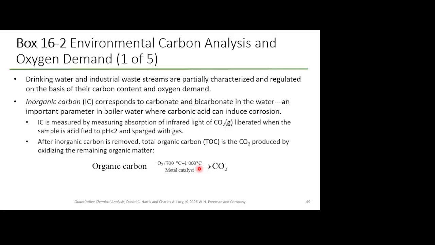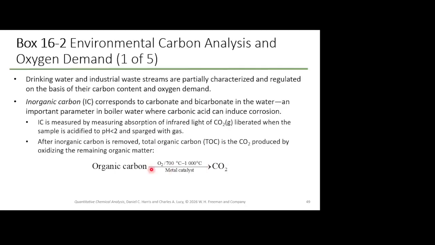IC is being measured by measuring the absorption of infrared light of CO2 that's liberated when the sample is acidified to a pH that's less than 2 and sparged with gas. After inorganic carbon is removed, the total organic carbon, which is TOC, this is the number you would typically see in environmental reports, by the way. TOC is the CO2 that's produced by oxidizing the remaining organic matter. So you completely oxidize everything in a pre-oxidation, and that's going to give you your CO2, which you then measure.